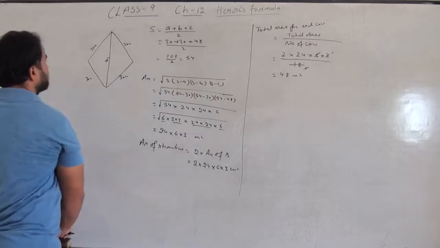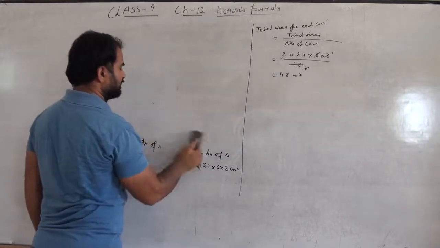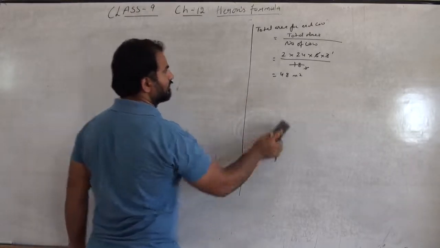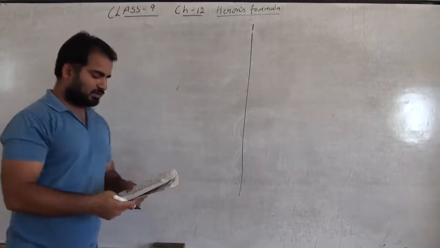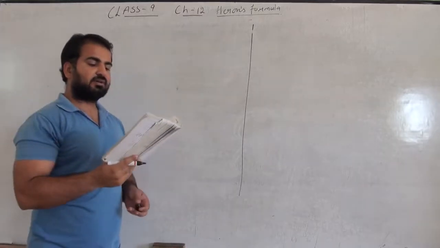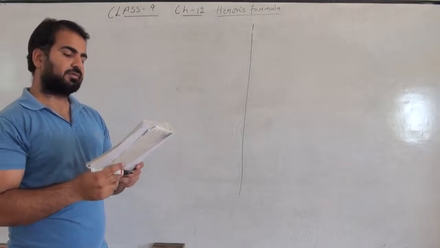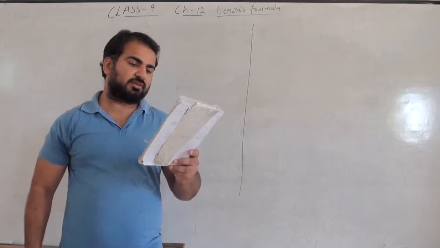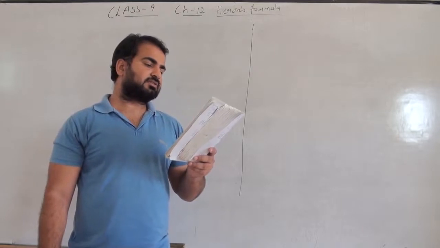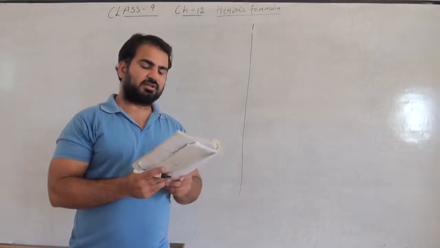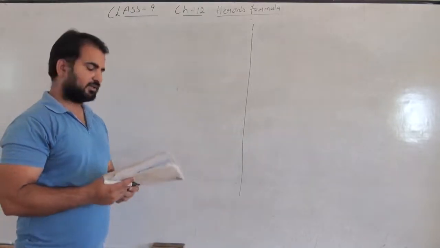Next is question number 6. Look at the diagram. An umbrella is made by stretching 10 triangular pieces of cloth of two different colors, each piece measuring 20, 50 and 50 centimeter in length. How much cloth of each color is required? So there are 10 triangular pieces, so 5 will be of one color and 5 will be of the other color.